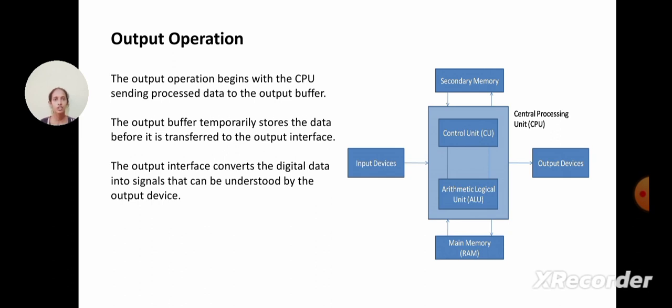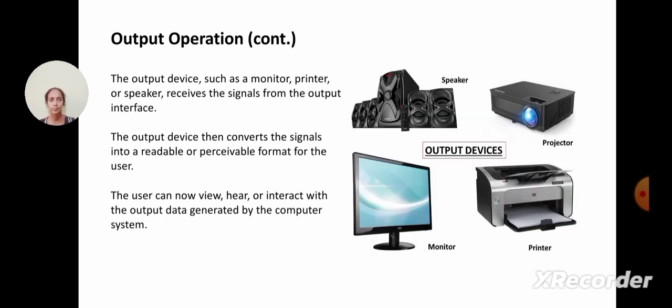The output operation begins with the CPU sending processed data to the output buffer. The output buffer temporarily stores the data before it is transferred to the output interface. The output interface converts the digital data into the signal that can be understood by the output devices.